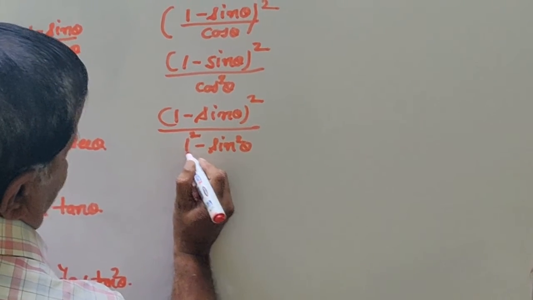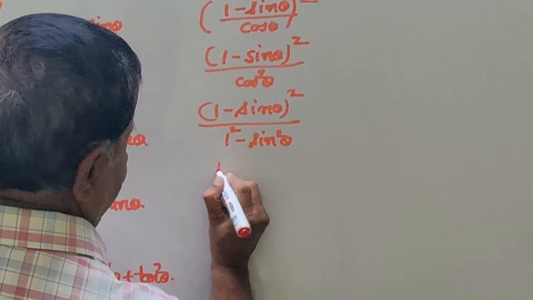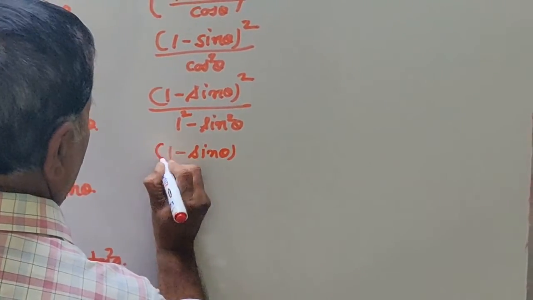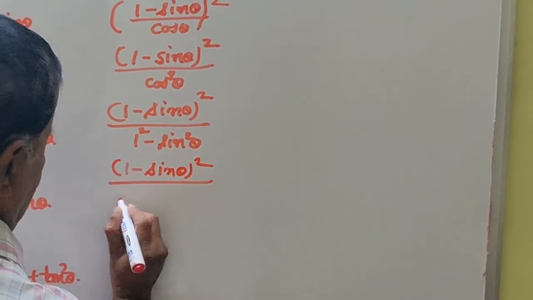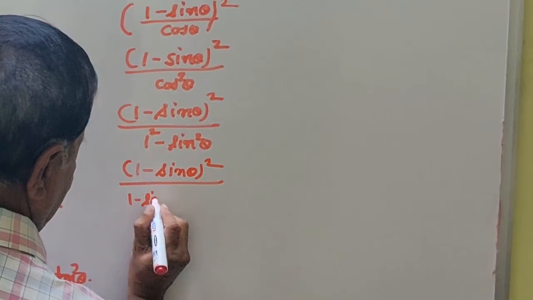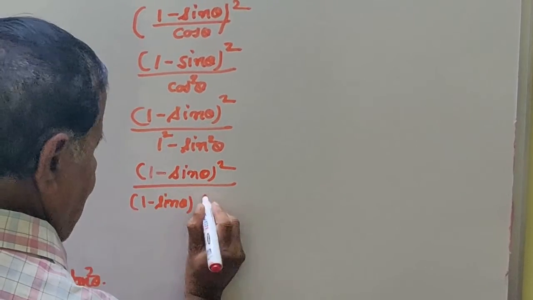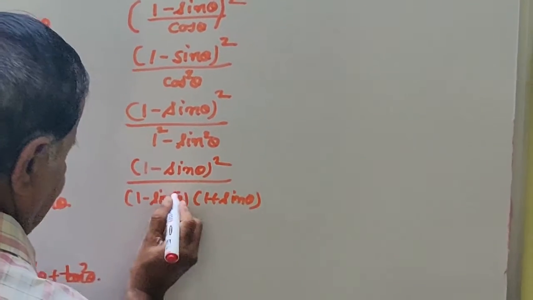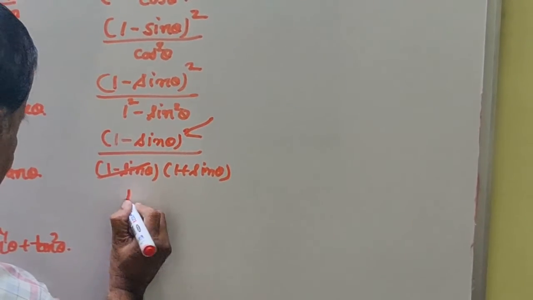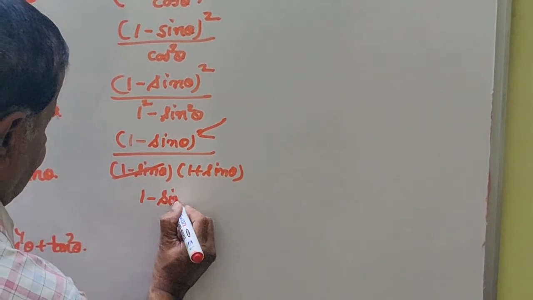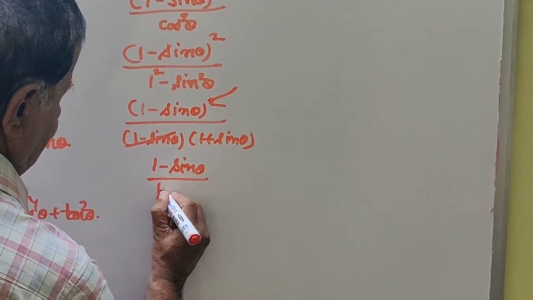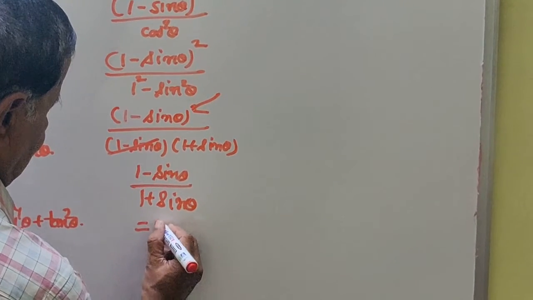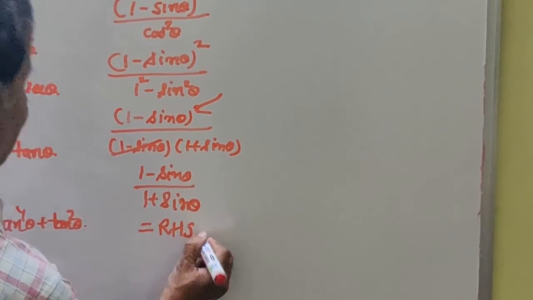I already know that cos square theta is equal to 1 minus sin square theta. a square minus b square I can apply here. So I can write down 1 minus sin theta the whole square upon 1 minus sin theta into 1 plus sin theta. Now I can cancel 1 minus sin theta with the square. What will come here? 1 minus sin theta upon 1 plus sin theta. And this is the required answer for the given problem. Now you prove this one.